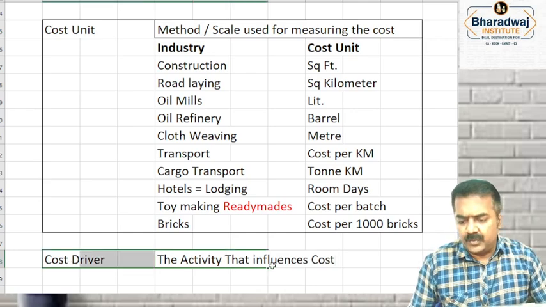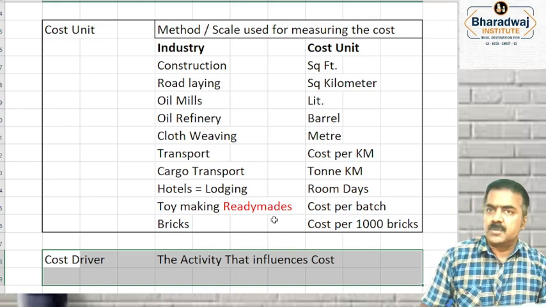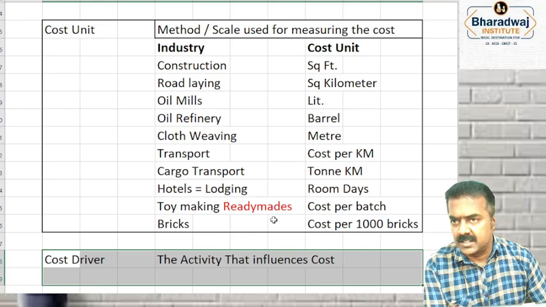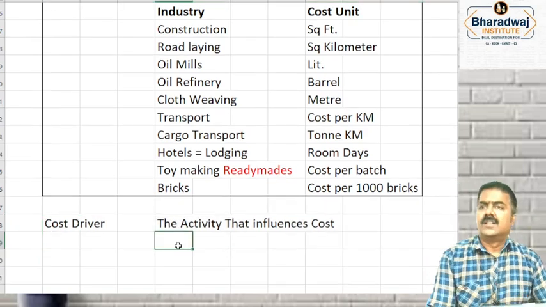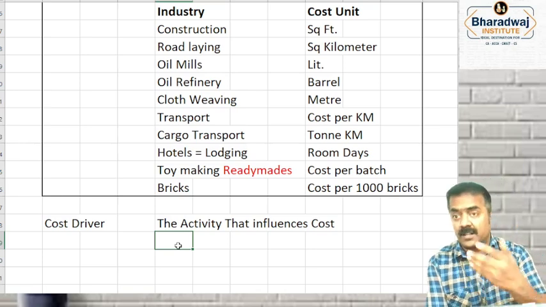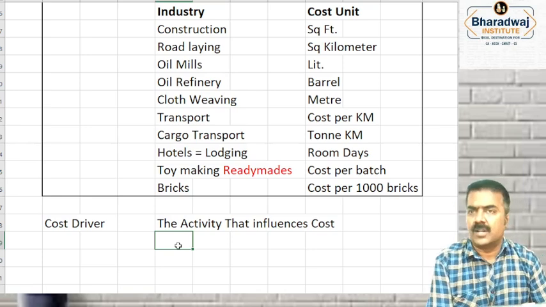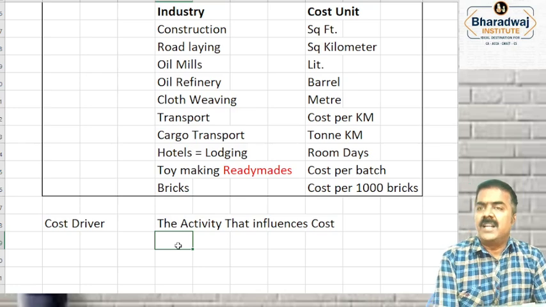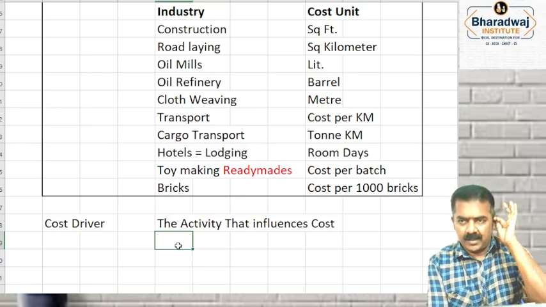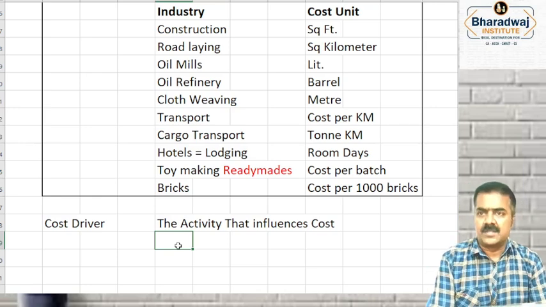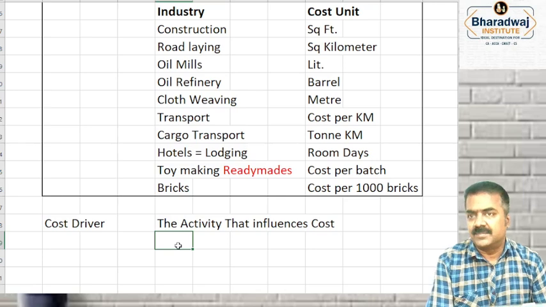What activity influences your cost? That is called as which one? Cost driver. Example. Let's assume you are running a store like Domino's Pizza or Pizza Hut, or let us assume you are running a supermarket. What about billing expenses? Billing expenses depends on sales revenue or number of customers or number of items billed.